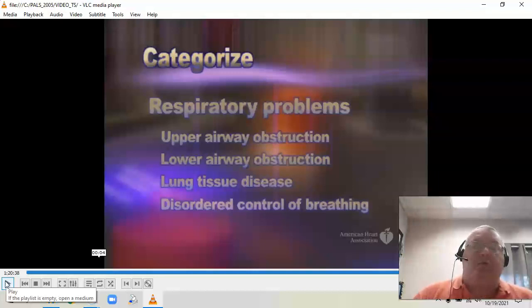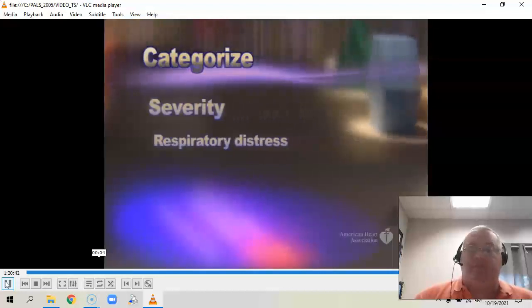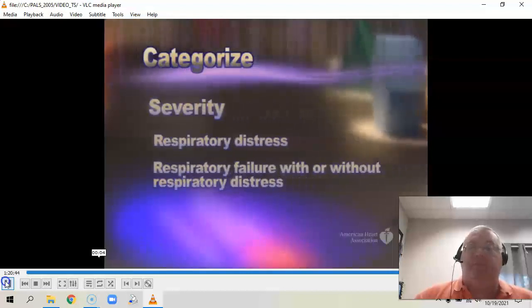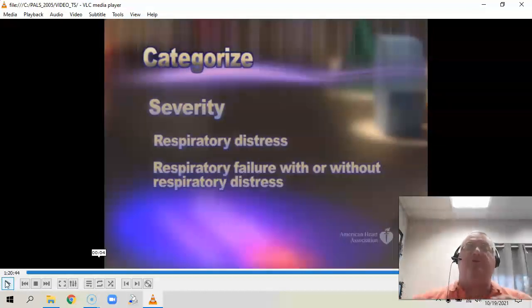And it's very important to understand the difference between this right here. The severity of a respiratory problem may be respiratory distress or respiratory failure. So again, respiratory distress, they're still working to breathe. Respiratory failure, they have ineffective breathing. It is not meeting the body's demands. And the basic way to tell the difference there is they've lost effort in breathing.